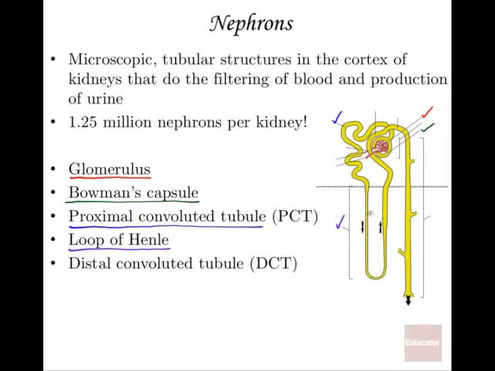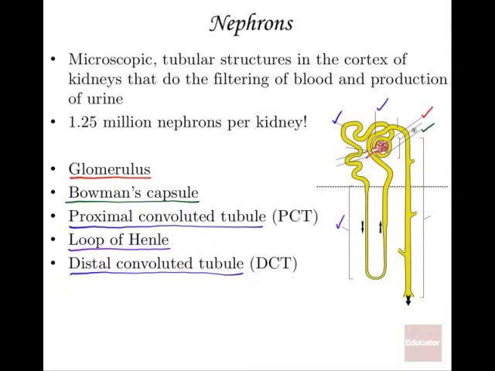So this is the loop of Henle, and there's actually two parts to it. There's the descending limb of the loop, and then there's the ascending limb going back up, and then the distal convoluted tubule. Let's use blue for that one again. So the DCT is a little bit more distant. Here it is.